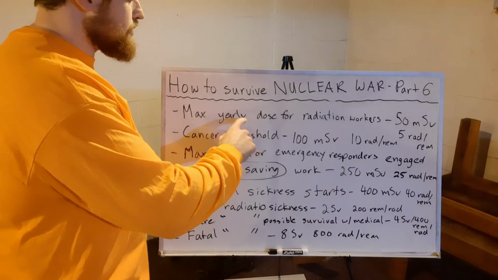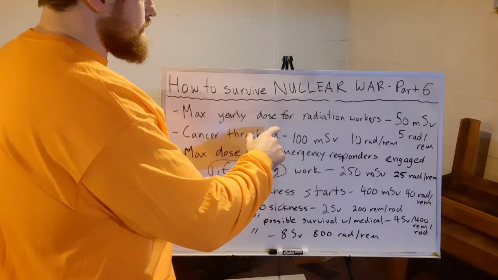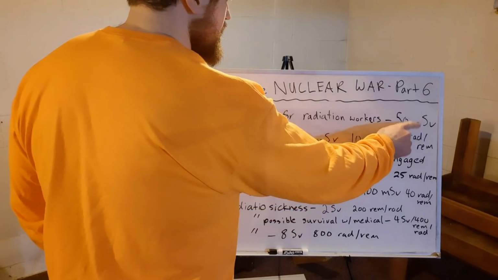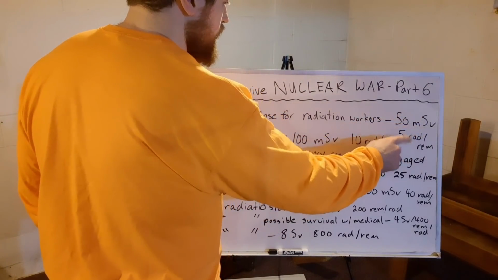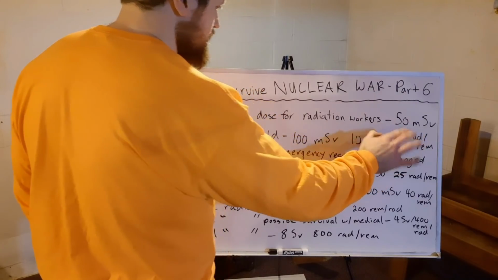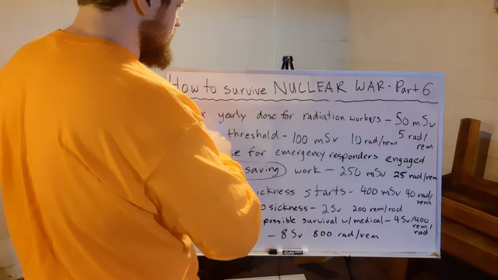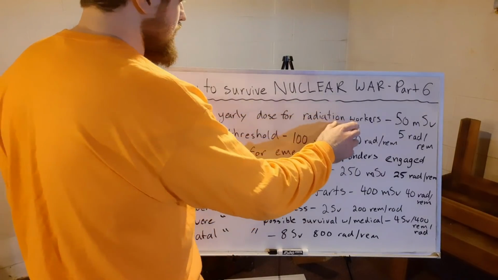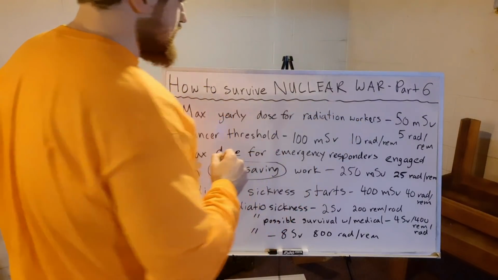Their maximum yearly dose, as required by the EPA, is 50 millisieverts or 5 rads or 5 rems. Okay, so just remember that. That's considered the maximum yearly dose allowed for radiation workers in the United States.